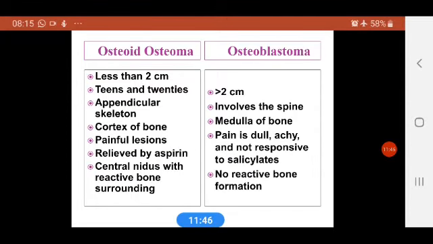Now, what is osteoid osteoma? Osteoid osteoma is usually less than 2 centimeters, usually seen in teenagers. It's usually seen at the appendicular skeleton, at the cortex of the bone, cortical lesions. It's a pretty painful lesion because the osteoblasts in that lesion tend to produce prostaglandin E2, and this prostaglandin E2 tends to elicit a lot of pain, which gets relieved by aspirin.